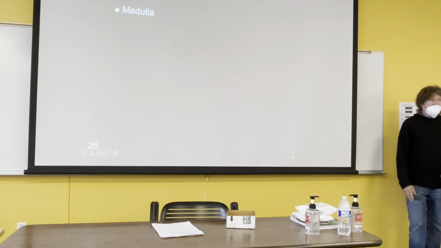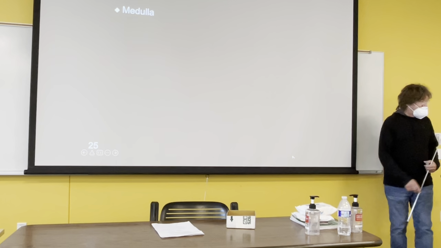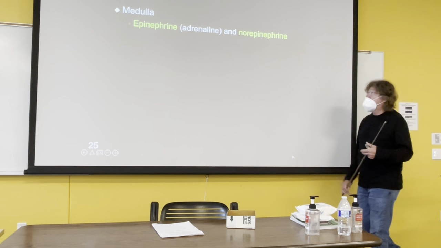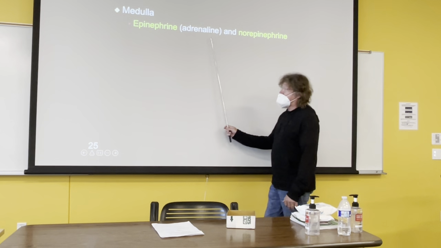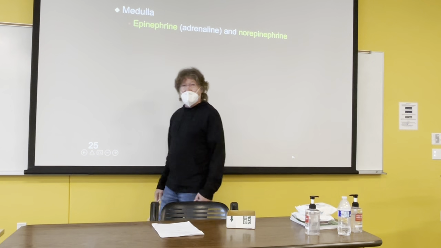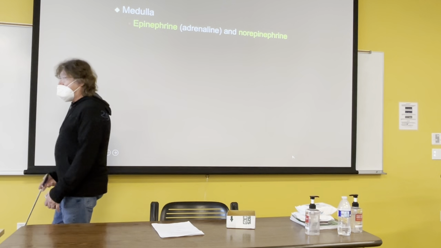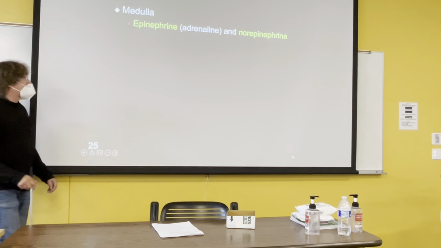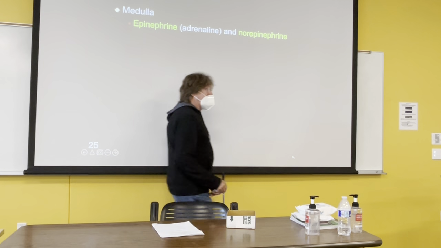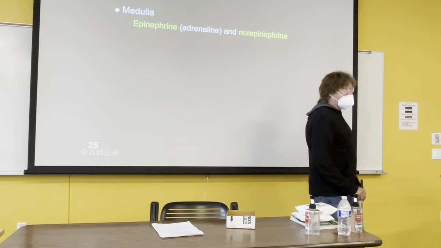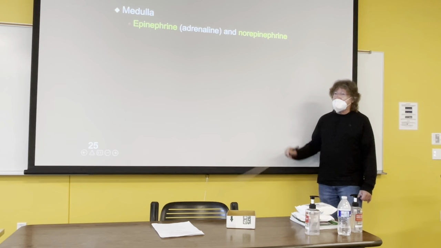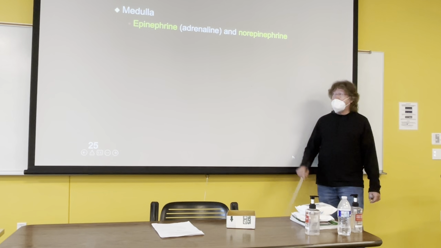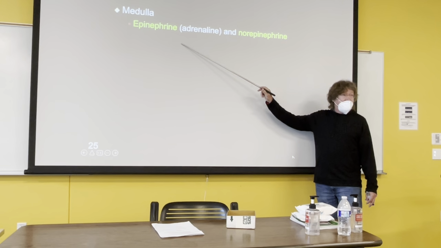All right, adrenal glands, the medulla part. This is the one that produces epinephrine. This is also called adrenaline. Okay, epinephrine, adrenaline, same thing, and norepinephrine. Both of them are similar to each other in their effects. They do have different receptors, and in fact, for epinephrine there are several different receptors that all will be affected by the very same hormone.